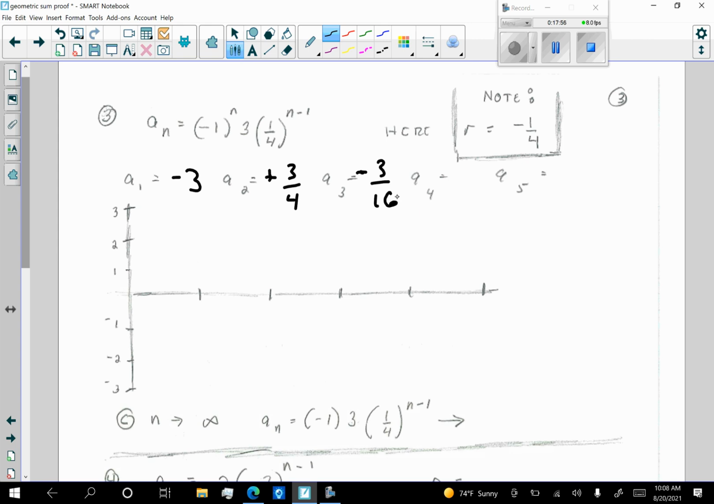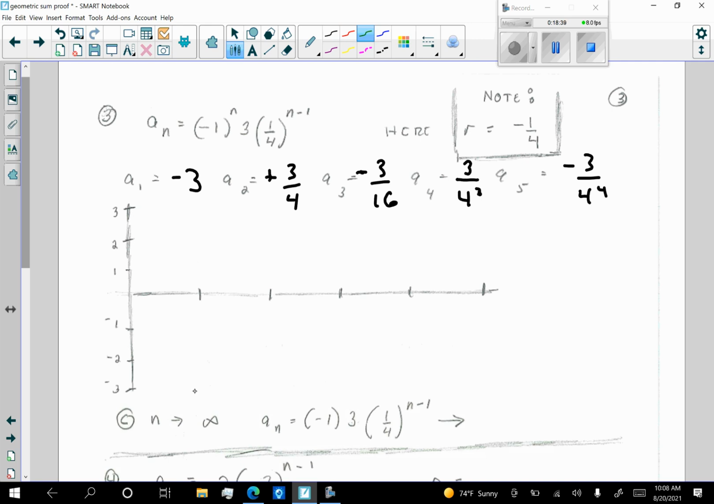And I think at this point you can kind of see that, yes, r is negative 1/4. Negative 3 times negative 1/4 is 3/4. 3/4 times negative 1/4 is negative 3/16. Times negative 1/4, it's going to be positive, and it's going to be 3 over 4 cubed. The next term is going to be negative 3 over 4 to the 4th.